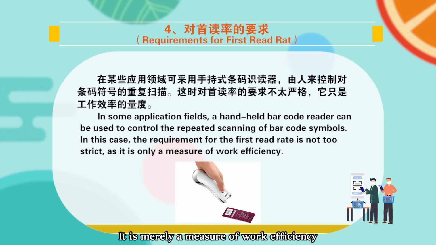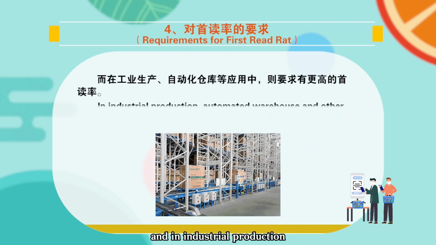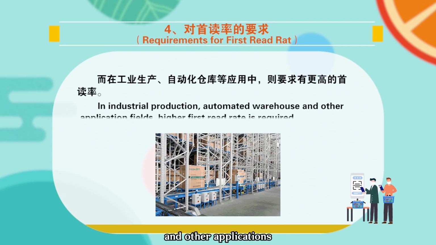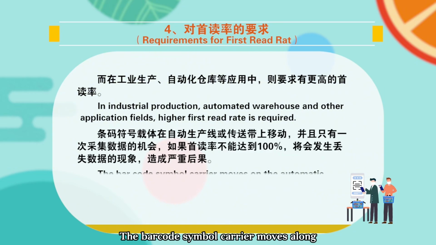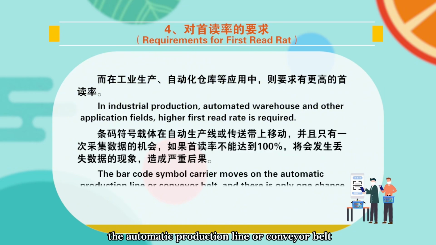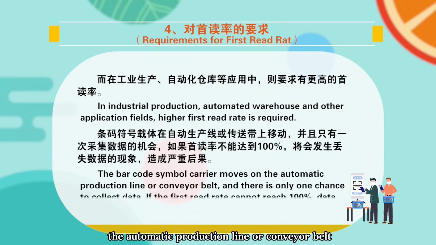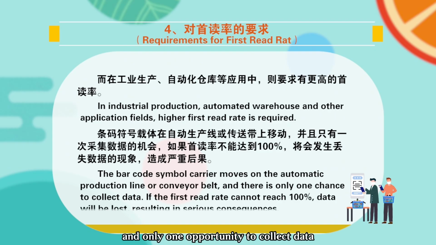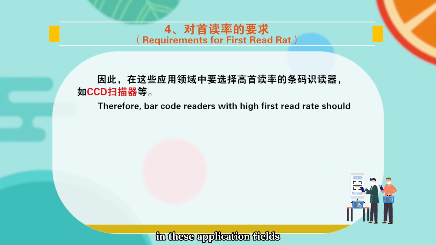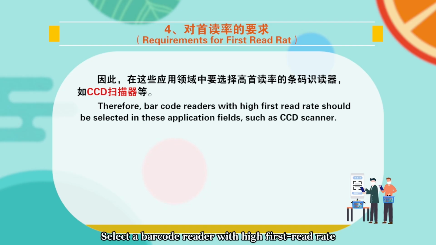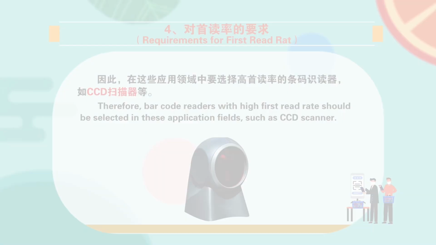It is merely a measure of work efficiency. In industrial production, automated warehouses, and other applications, a higher first read rate is required. The barcode symbol carrier moves along the automatic production line or conveyor belt, and there is only one opportunity to collect data. If the first read rate does not reach 100%, data loss may occur, causing serious consequences. Therefore, in these application fields, select a barcode reader with a high first read rate, such as CCD scanners.